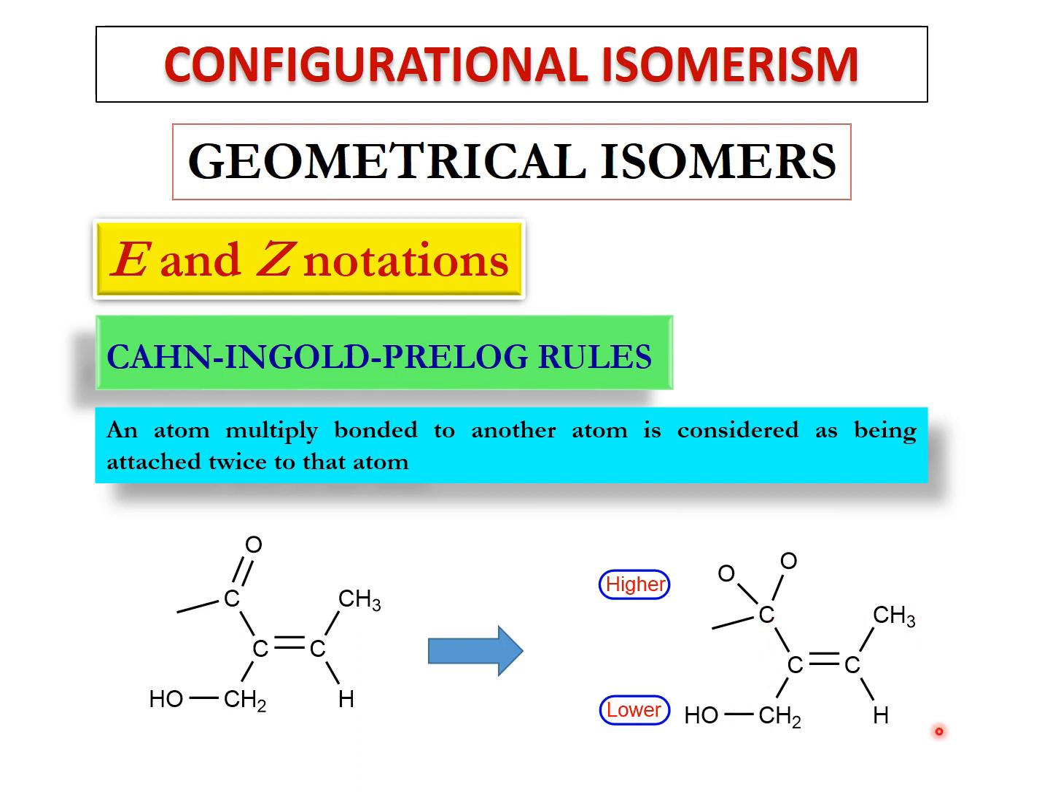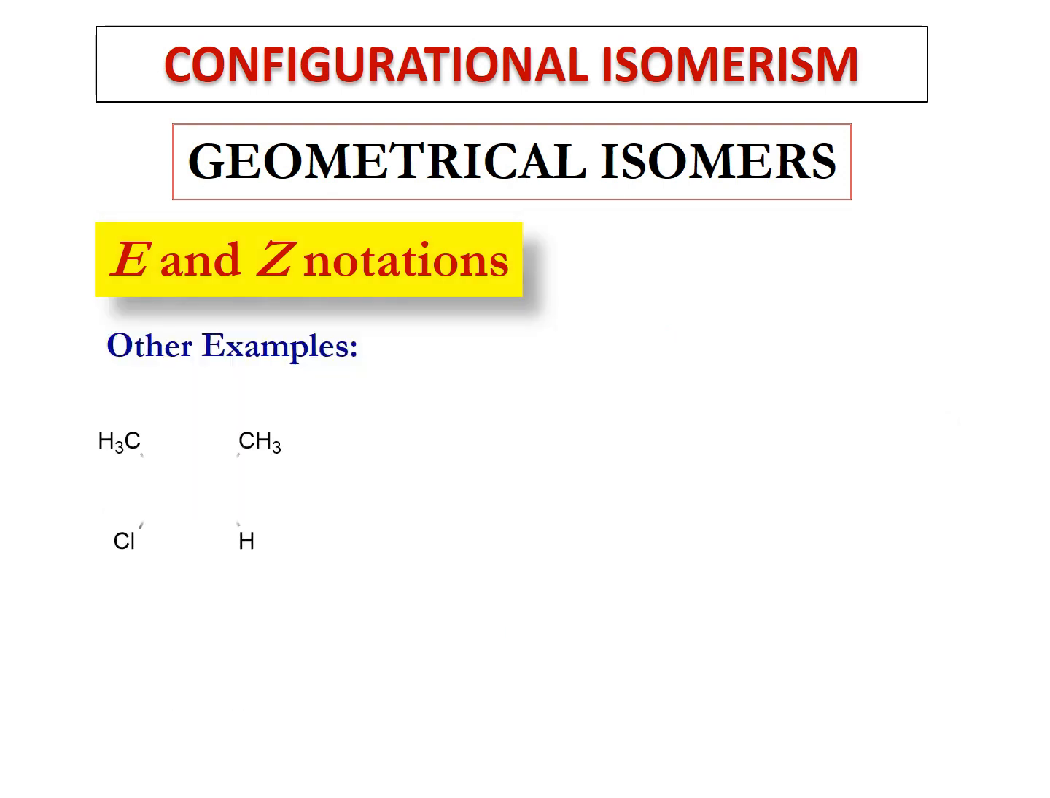And on the right hand side, again, we have a carbon and a hydrogen, so you can assign priorities easily. And now we have higher priority groups on the same side of the carbon-carbon double bond. So this molecule has a Z geometry. Let's see some other examples.